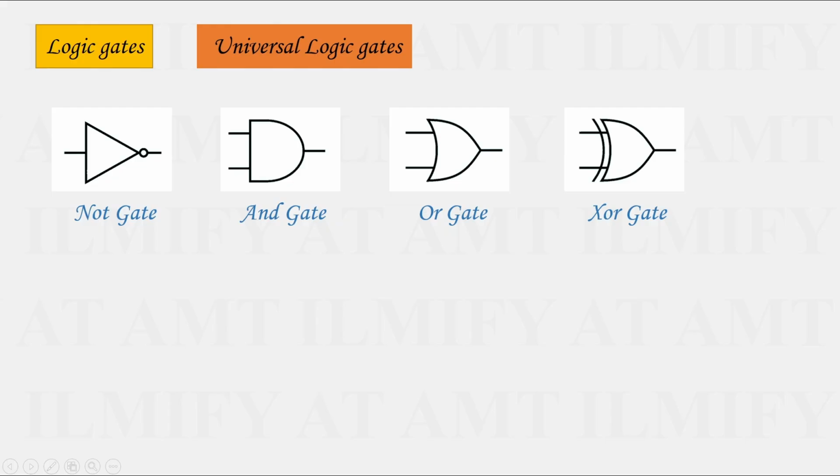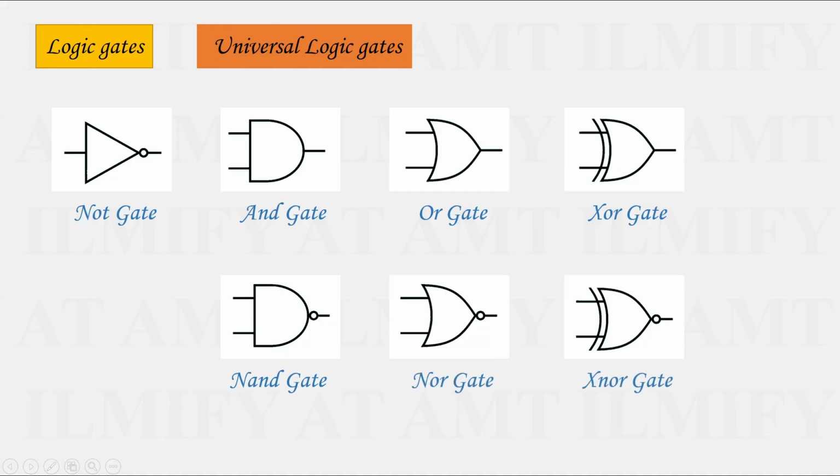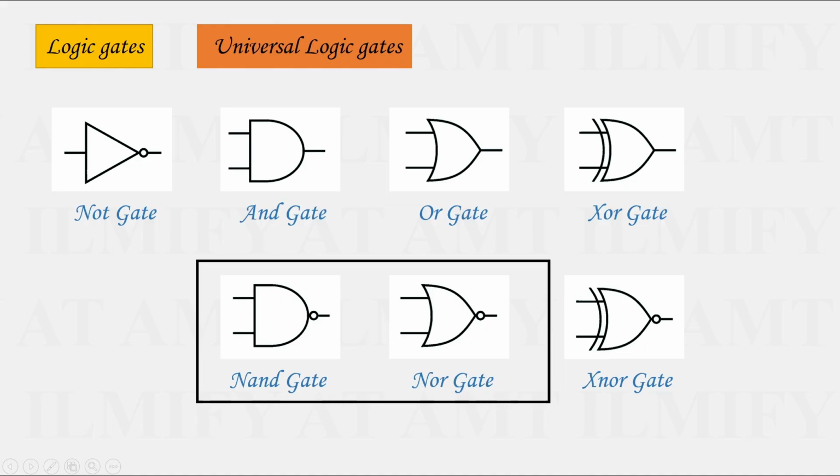NAND gate is the inverse of AND gate. Therefore, the symbol is similar to AND gate, with a bubble to indicate the inverse. Same goes for NOR gate and XNOR gate. NOR is the inverse of OR gate, and XNOR is inverse of XOR gate. NAND gate and NOR gate can implement any Boolean function or any other basic logic gate. The basic gates can be of 3 inputs as well.